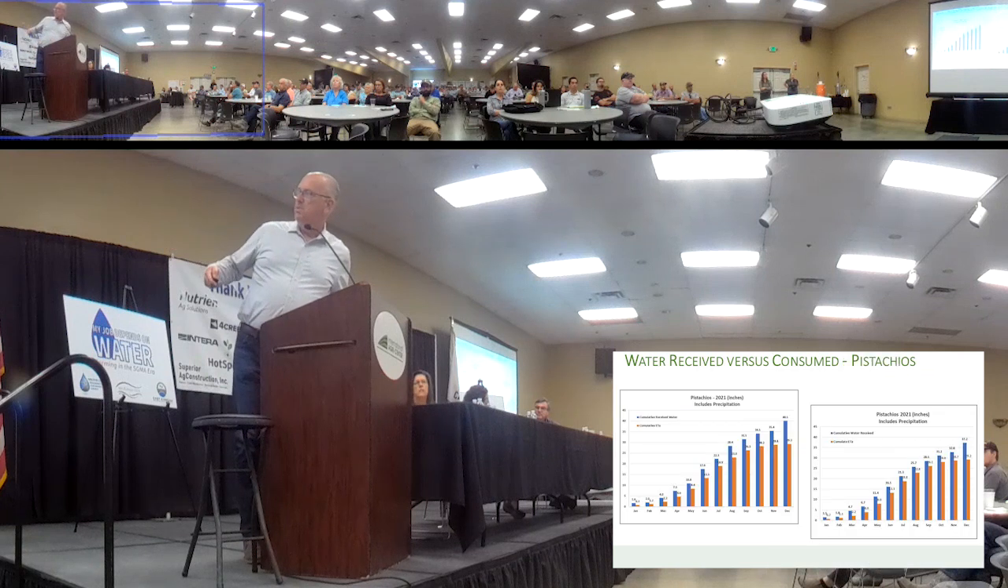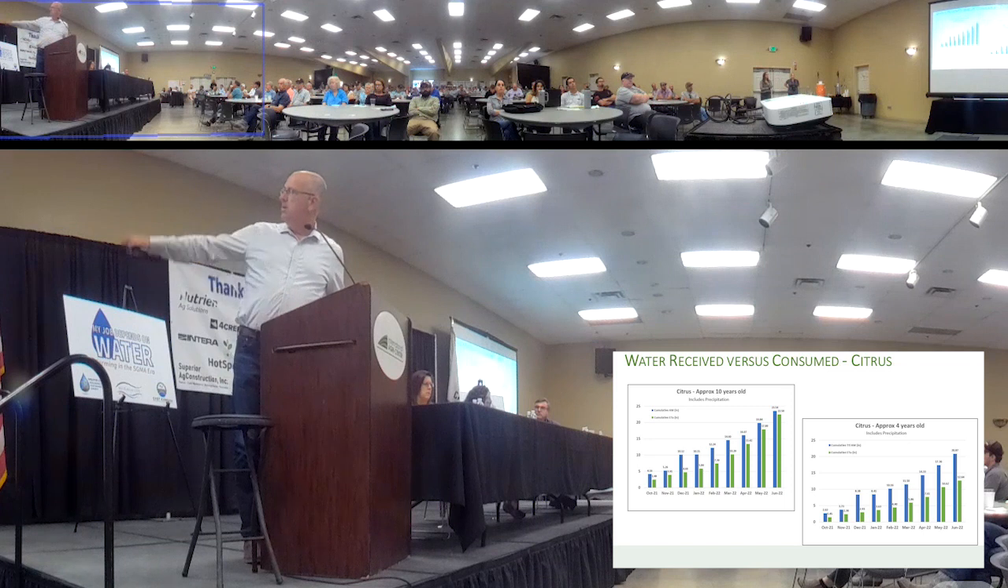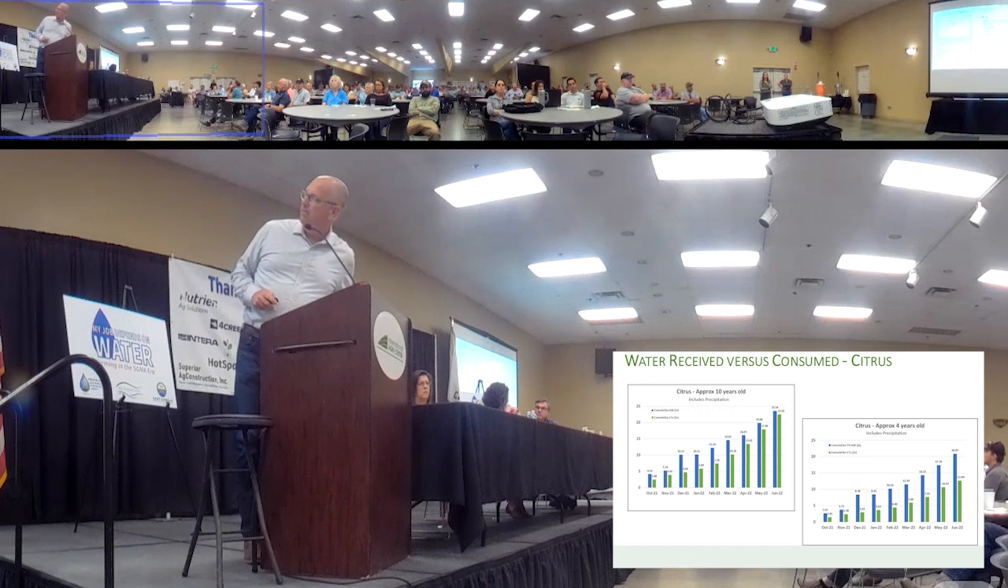This is the same thing for pistachios. The green line was just turned into orange bars. Again, the orange bar had better be below the blue bar. Same thing for citrus, with differences in age. We look at different ages and the efficiency of water uptake based on the distribution or throw of the irrigation system and the root distribution. You see some differences there.